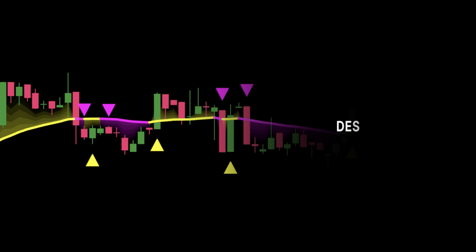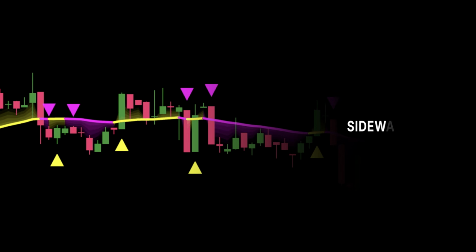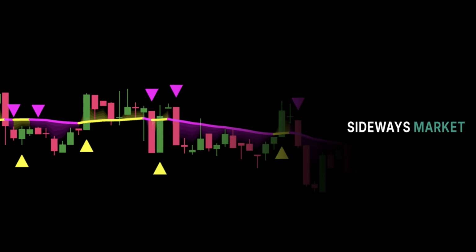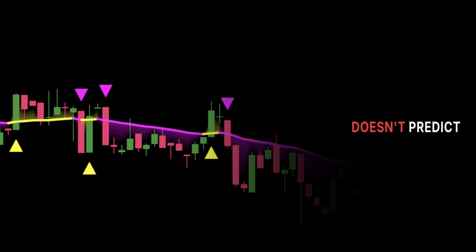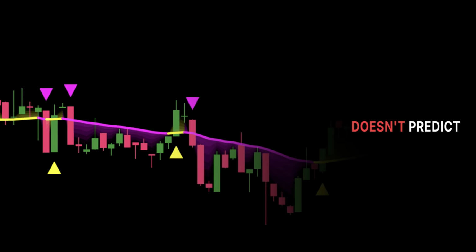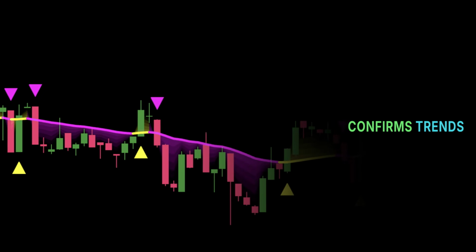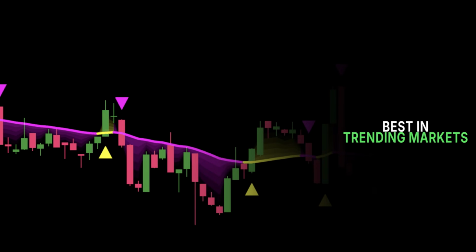And that's also the honest limit of this tool. It's built to catch a change in trend. So in a market that's just chopping sideways with no real trend to catch, you'll see it flip back and forth without much to show for it. This isn't a tool that predicts a move before it happens. It confirms one that's already started, and it needs an actual trend out there to be worth trusting.